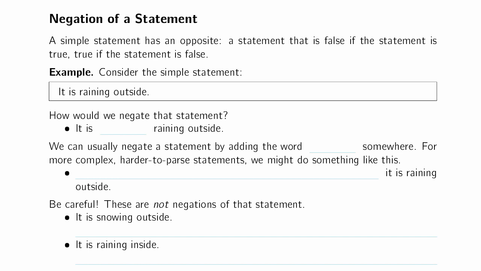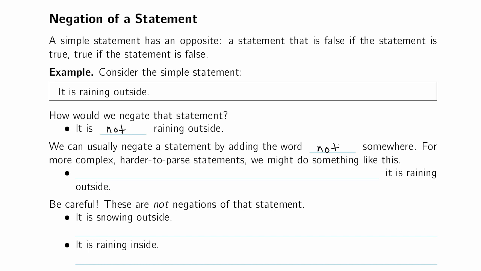So let's consider the simple statement, it is raining outside. How would we negate that? Well, if it is raining outside is false, when you look out the window, you expect not to see rain. We would negate this by saying, it is not raining outside. We can usually negate a statement by adding the word not somewhere in the sentence.